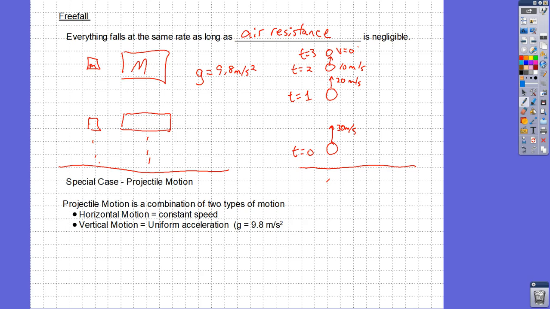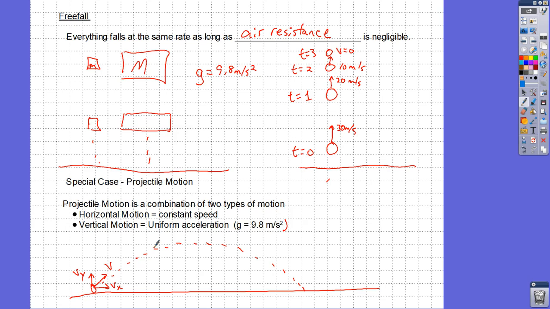And then we have projectile motion. That's a combination of two types of motion: the horizontal motion, which is constant speed, and the vertical motion, which is uniform acceleration. So if you have a ball that's tossed and it undergoes projectile motion, it makes that nice parabola. Its velocity at any particular time is v, but that has a horizontal component that we call vx, and a y component, or a vertical component, we call vy.